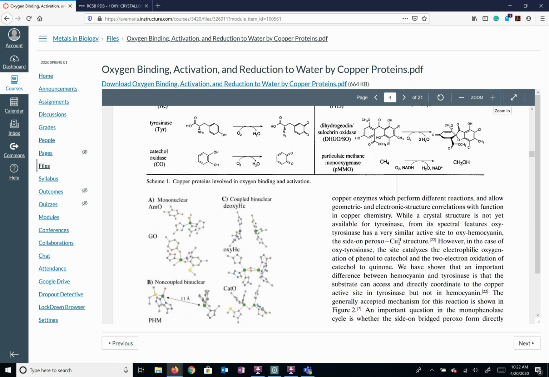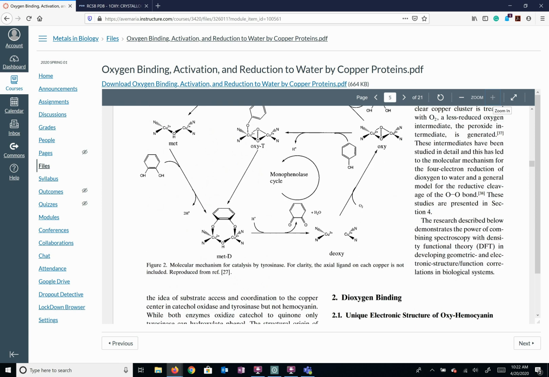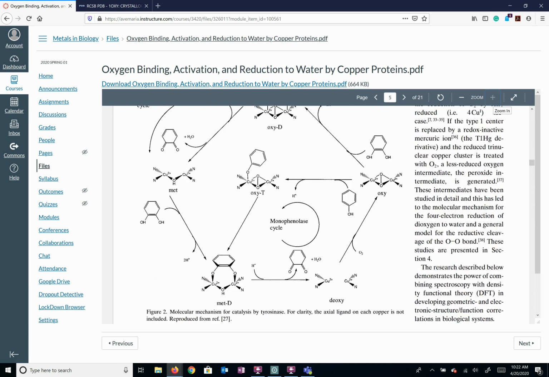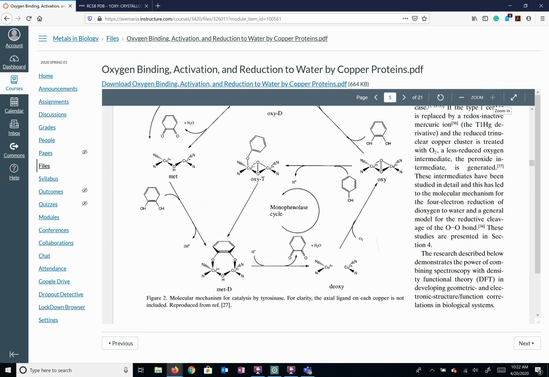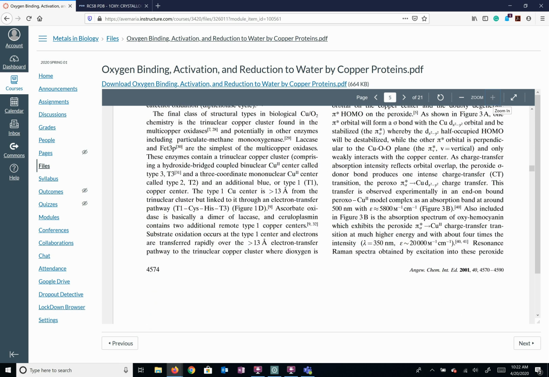But anyway, let's scroll through this here and get to the point that we want to make. So here's a good catalytic cycle for, I believe, tyrosinase. Yeah, tyrosinase. So that's another good example there for you guys.